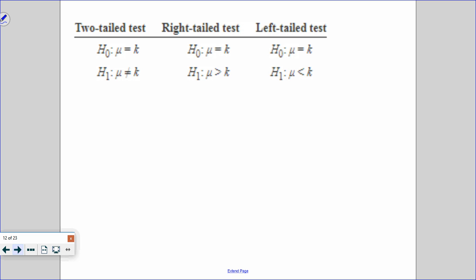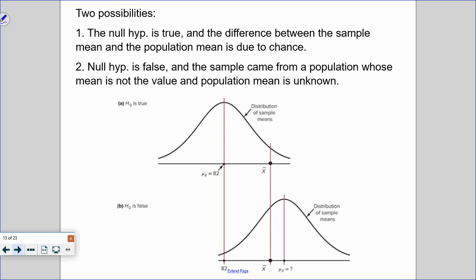All right, so now we're going on to step 2, and that is finding the critical values. Yeah, okay, we should talk about that.